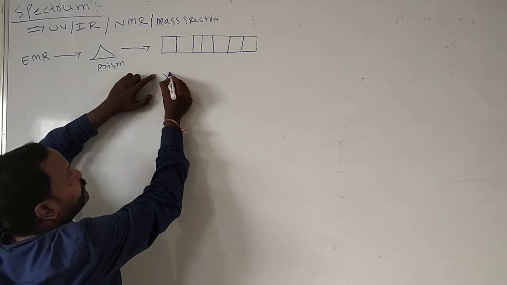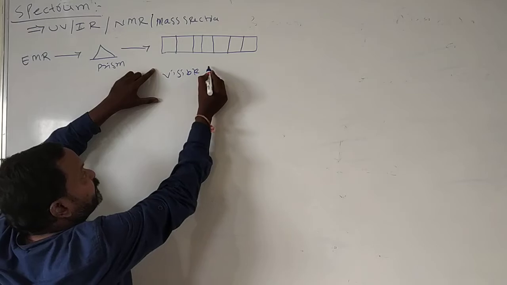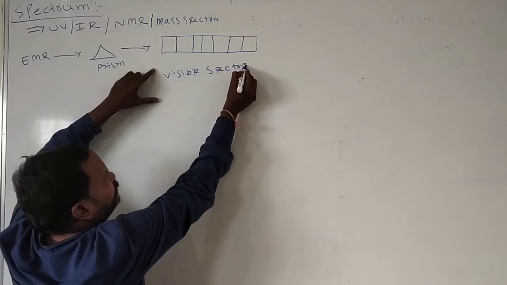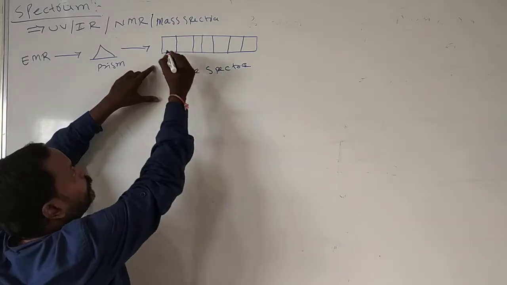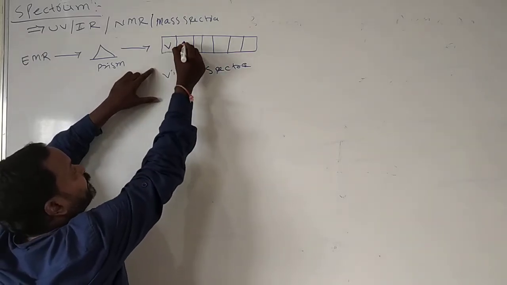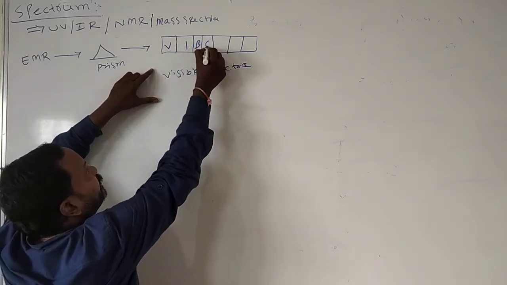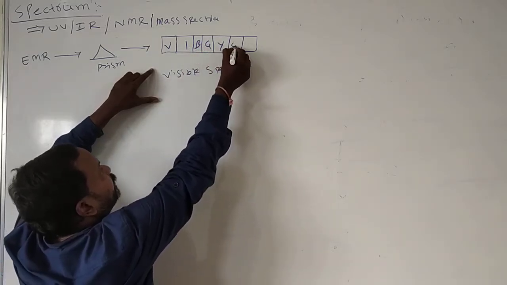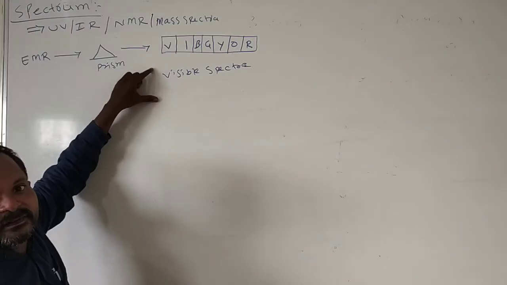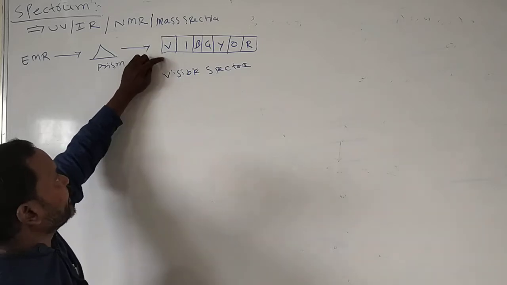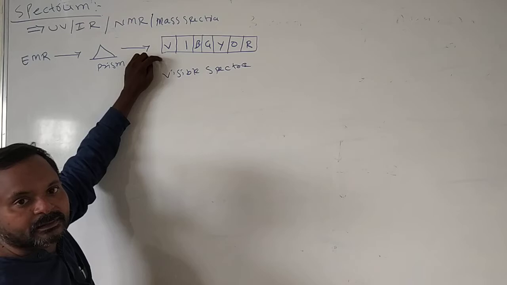Okay, we are seeing this spectra, we call it the visible spectrum. This is observed just like a rainbow. It contains 7 colors: V, I, B, G, Y, O, R. We observe the VIBGYOR. Okay, here violet has the shorter wavelength.